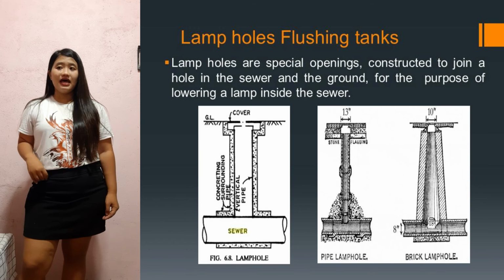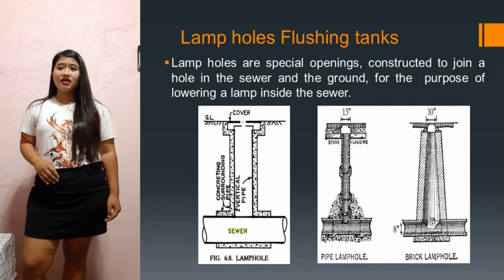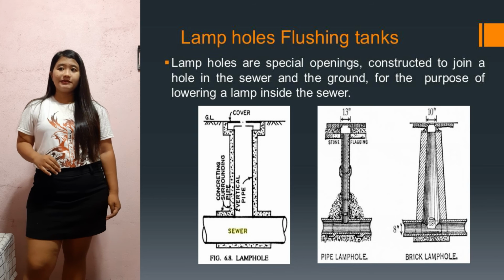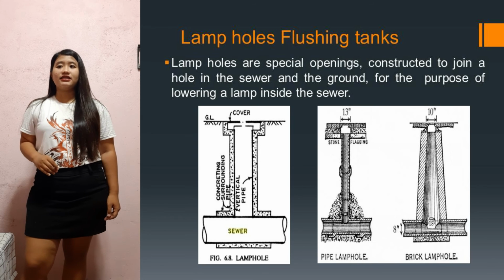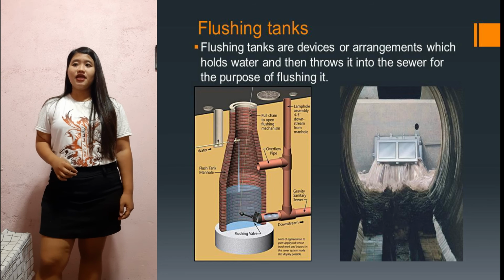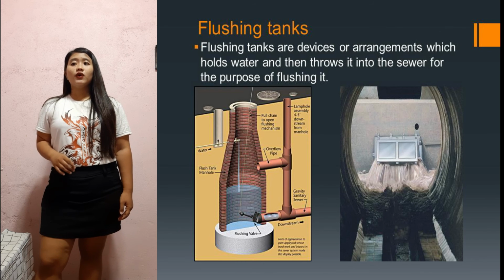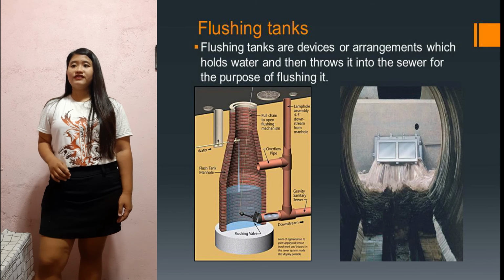Next is lamp holes. Lamp holes are special openings constructed to join a hole in the sewer and the ground for the purpose of lowering a lamp inside the sewer. Next is the flushing tanks. Flushing tanks are devices or arrangements which hold water and then throw it into the sewer for the purpose of flushing it.